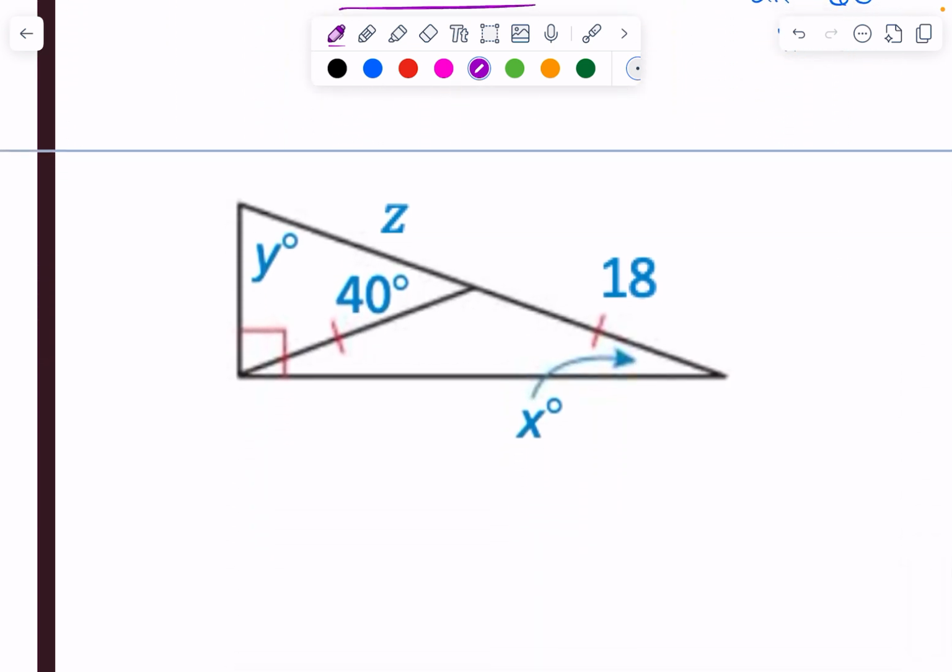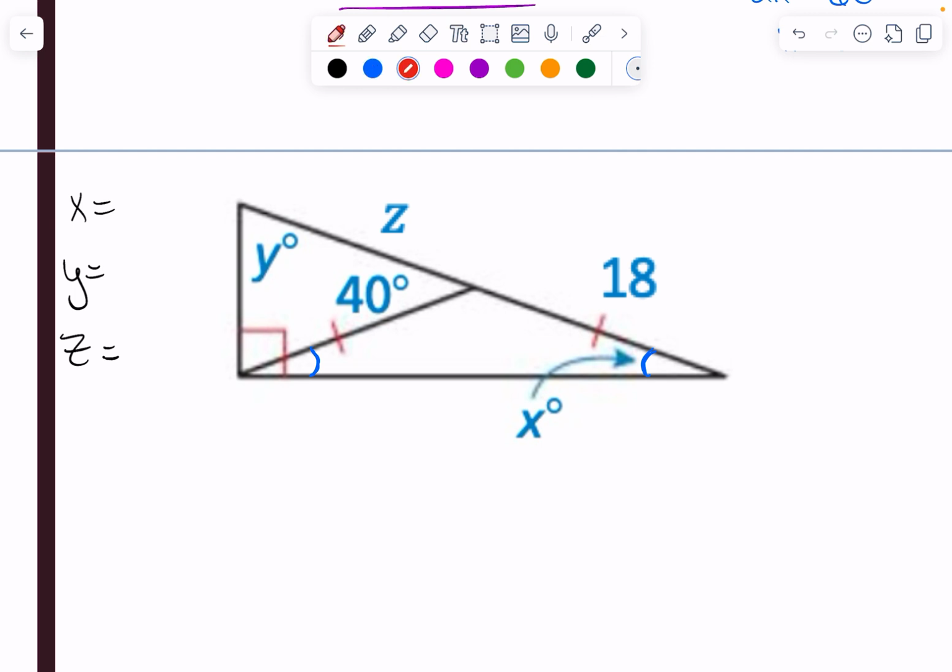Here we go. We're going to find x, y, and z. If we start off, let's go through what we know and what we don't know. When we look at these, we know that these two angles are the same. So we're going to start off just marking up what we know.